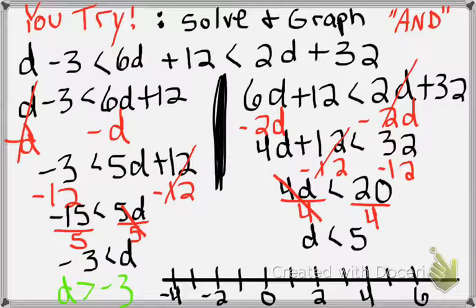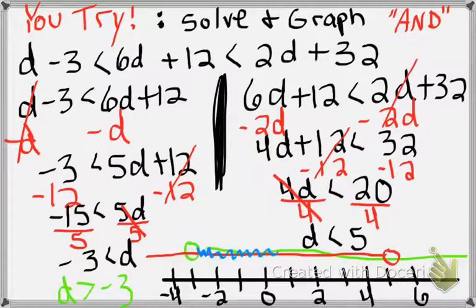Okay, so if d is greater than -3, that means go to -3, open circle, it's everything to the right, 'cause it says greater than. Now, if d must also be less than 5, all right, so I'm going to go to 5, open circle for the same reason as the last one, and it's everything to the left. Now, the only place where they overlap, because it says and, I mean it has to satisfy both, is this area in between. So it needs to be shaded in this area in between, and you'll have two open circles.